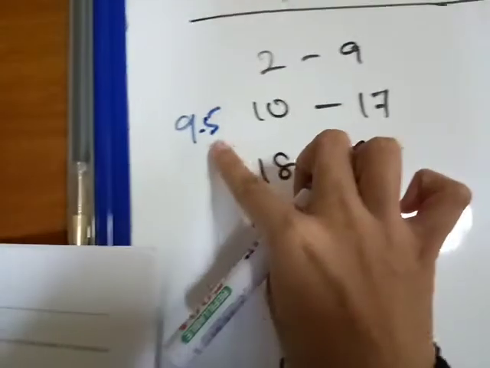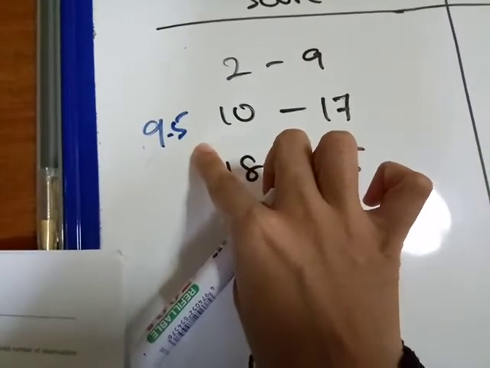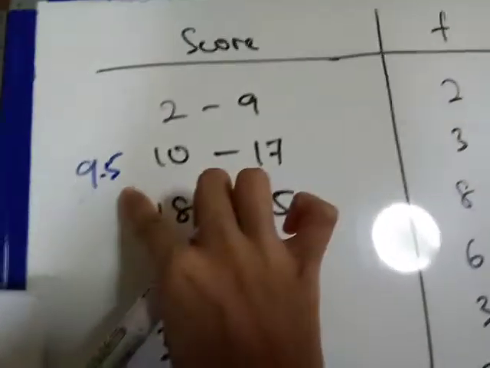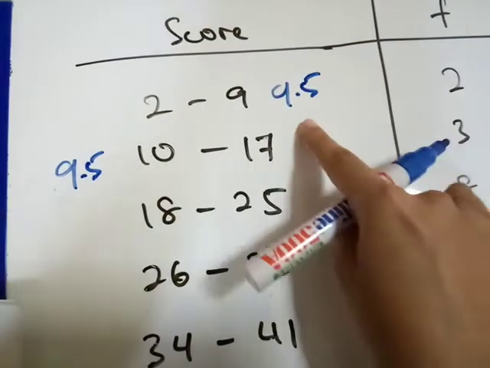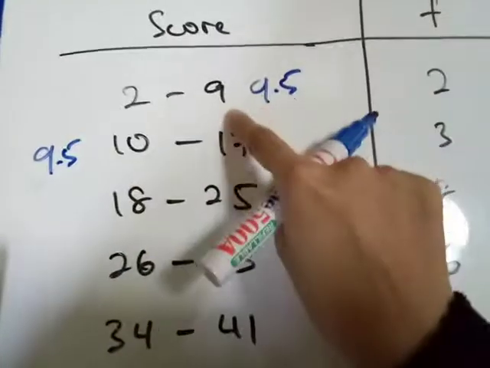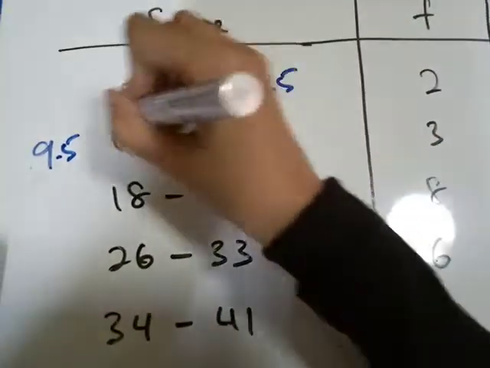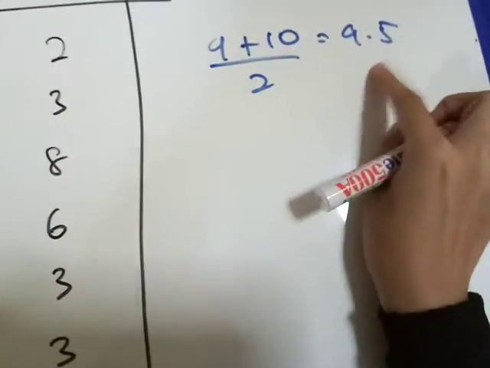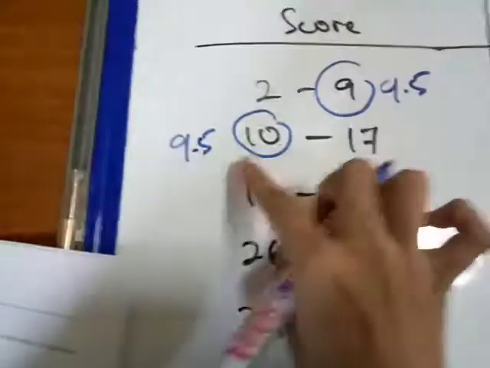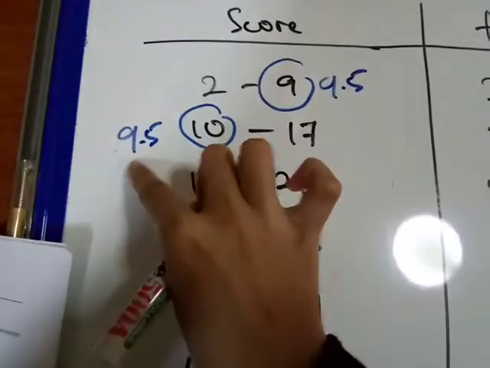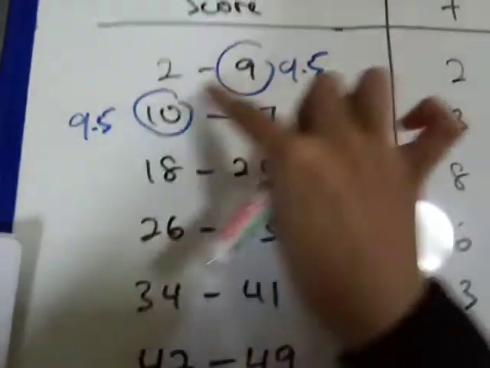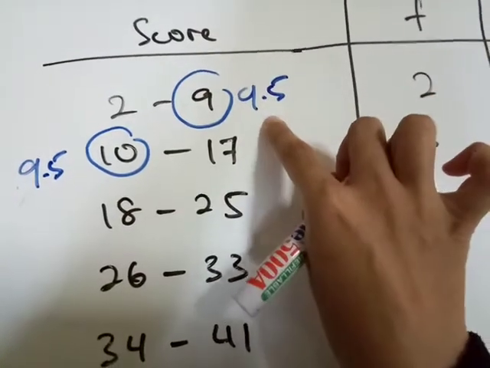9.5 is the lower boundary for the second class. Okay, dengan ni, but also the upper boundary for the first class. Tadi yang awak calculate 9 plus 10 divide 2, awak dapat 9.5. So 9.5 ni is the lower boundary for second class. Okay, lower boundary belah sini. Yang boundary ni, upper boundary belah kanan ni. Okay, so 9.5 is the lower boundary for the second class, but also upper boundary for the first class.